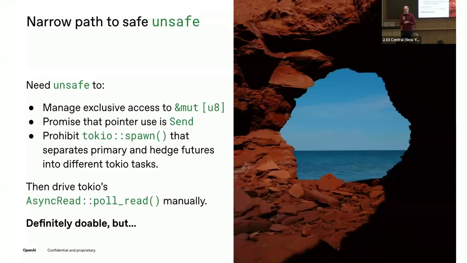So that's only half of the steps, right? We still need to actually manage this exclusive access to the mutable slice. And we have to manage pointers and then turn them into mutable slices at exactly the right moments in time. And we have to pinky swear unsafely that the pointer is actually Send because we know some magic that Rust doesn't. And we have to prohibit Tokio spawn so we don't get that parallelism that we didn't want. And we need to drive this async read, poll read API manually and not rely on all of it. So this is doable, but it's a heck of a lot of work to get right.